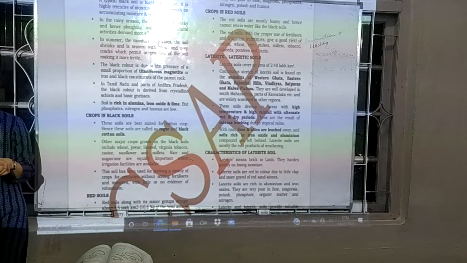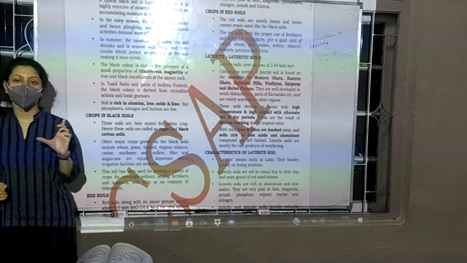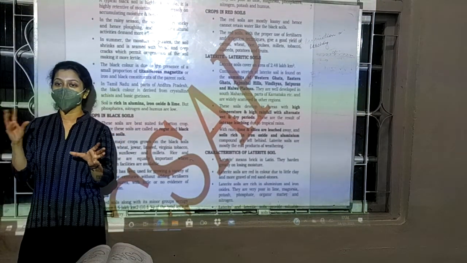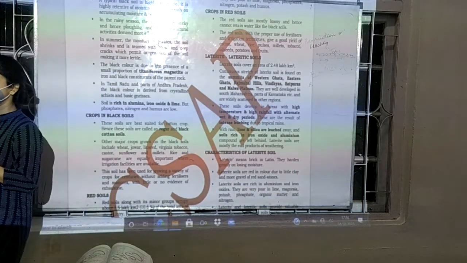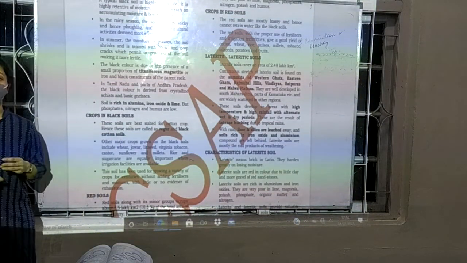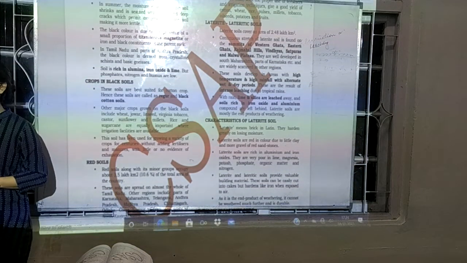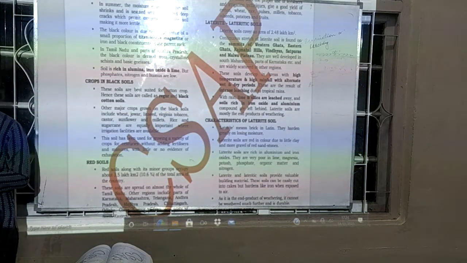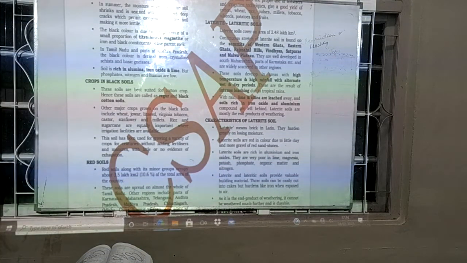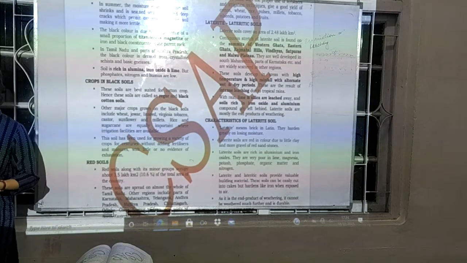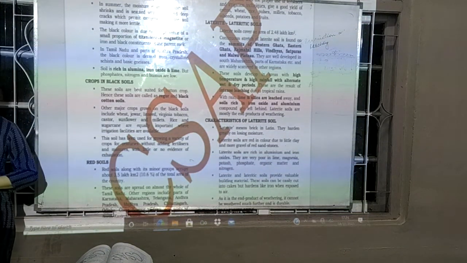Okay, urea. And what is urea? The main component is nitrogen, to replenish the fertility of the soil. So then we have lateritic soil. As you know, laterite soil is found in the continuous stretch of Western Ghats, Eastern Ghats, all these hill ranges. And they develop in areas with high temperature, high rainfall, with alternate dry and wet periods.